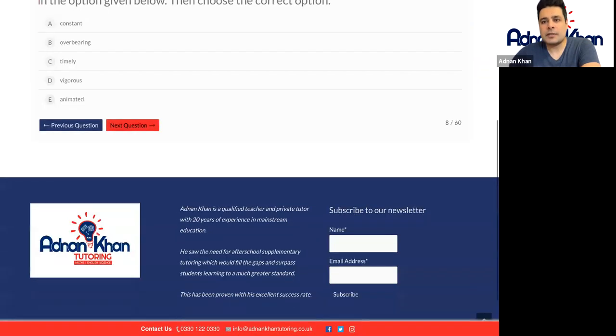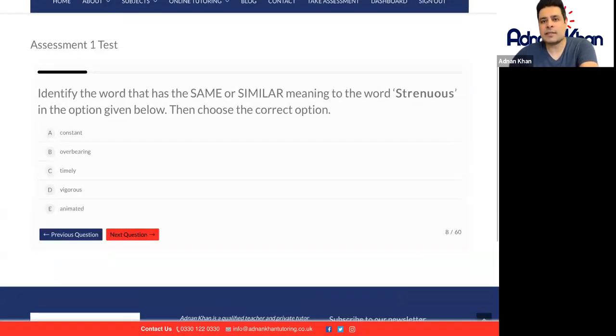So that's the comprehension done. We're now moving on to the vocabulary side of things. So let's look at the first question. Identify the word that has the same or similar meaning to the word strenuous. So in this case, strenuous is going to be vigorous. Okay, vigorous, something that's too difficult to do, takes a lot of energy, a lot of strain. Strenuous and vigorous mean exactly the same thing.